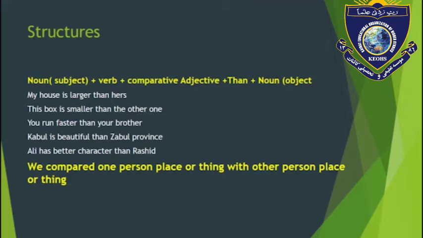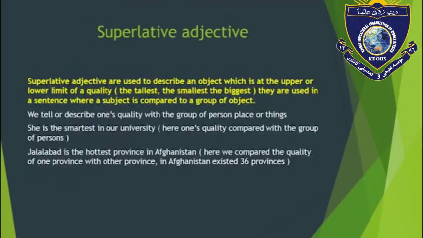Here's the quality you have. Here the comparison happened between you and your brother. You're faster than your brother. Kabul is more beautiful than Zabul province. Here the comparison happened between two places, Kabul and Zabul. Ali has a better character than Rashid. Here the comparison happened between two persons. We compared two persons' quality. In comparative adjective, we compare one person, place, or thing with another person, place, or thing.